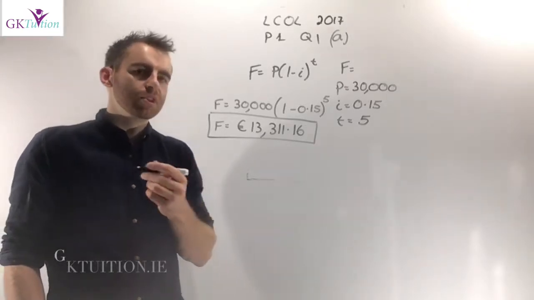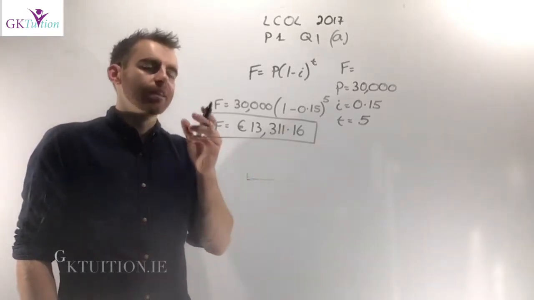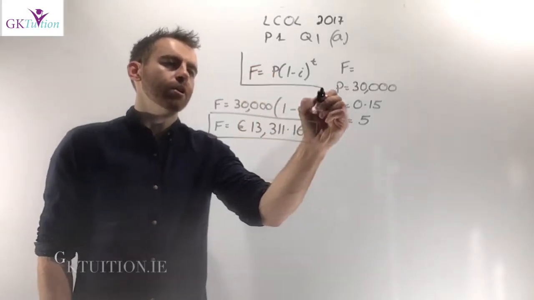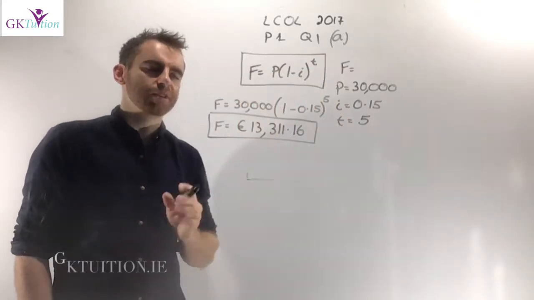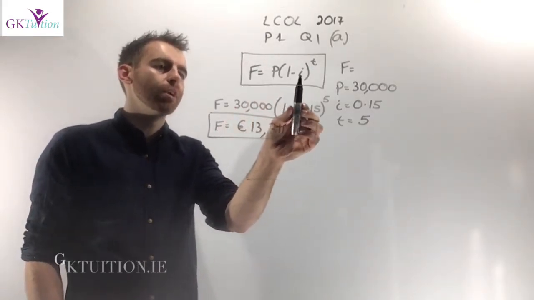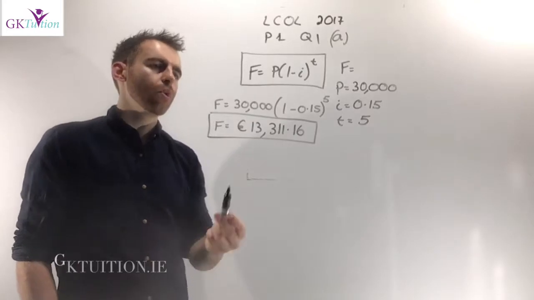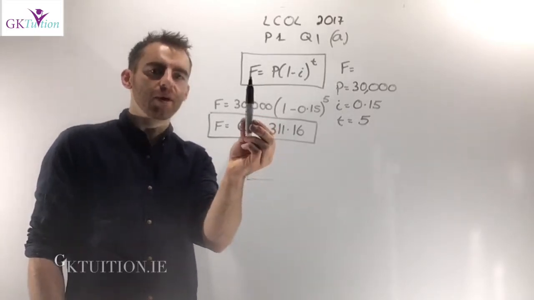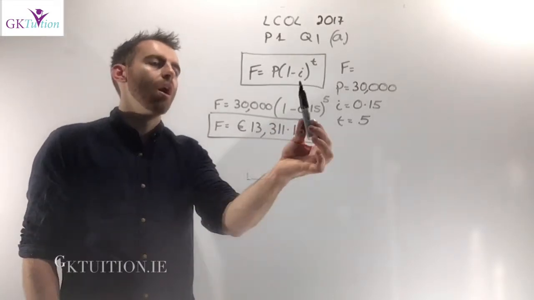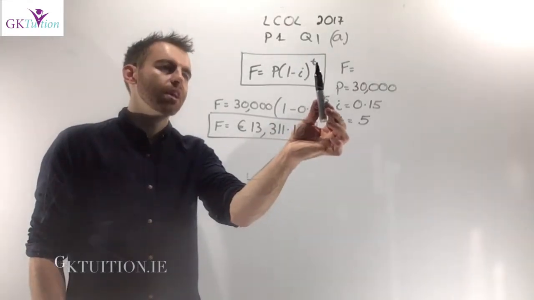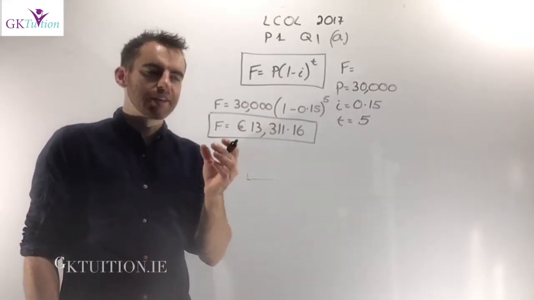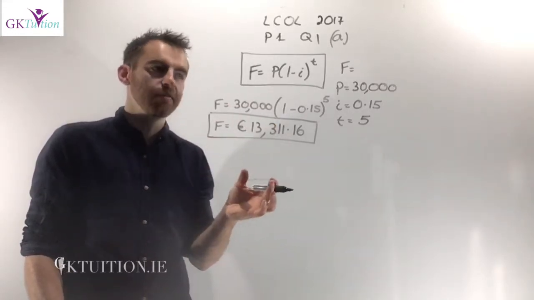Now so the machine is losing value and it's depreciating. You should realize that there's a formula in your maths tables for depreciation. It's on page 30 and it's given as F is equal to P times 1 minus I to the power of T, where F is the final value of the machine, P is the initial value or the present value, I refers to the interest rate, and T refers to the time or the number of periods. In this case we're dealing with years and it's going to be 5 years.